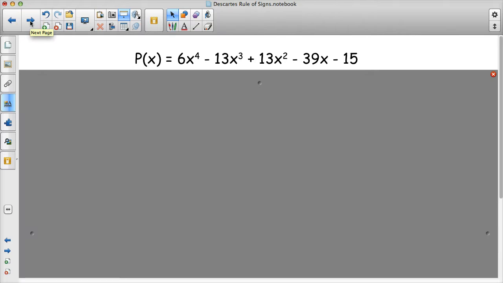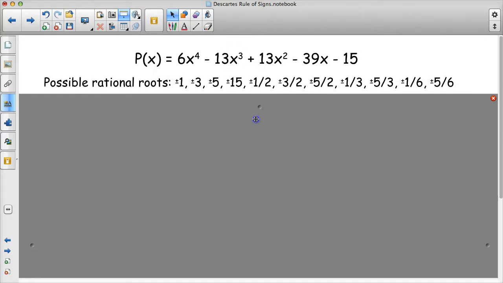Okay, so we've talked a lot about solving polynomials, and we talked about the rational root theorem, and we talked about Descartes' rule of signs. And when we talked about both of those, we used the same polynomial. The polynomial was P of x, which is equal to 6x to the 4 minus 13x cubed plus 13x squared minus 39x minus 15.